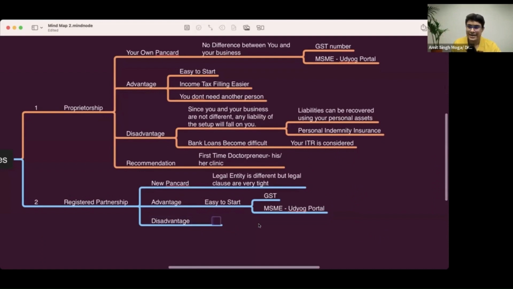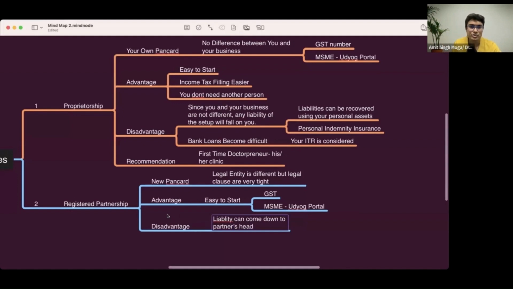Again, even though there is a legal entity, the separation between the legal entity and you is not very airtight, because a partnership will have two or three members. Under some clauses, liability can fall on the combined heads of the partners. So again, it can come down to your head, even if you have indemnity insurance.